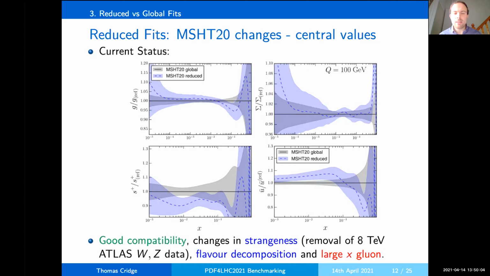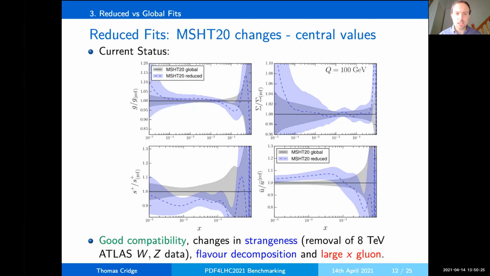There are changes in the flavor decomposition, for example, in the u-bar in the bottom right. There are changes in the high-x gluon shape in the top left. And in the bottom left here, we're also seeing changes in the strangeness. That's an expected and understood difference. Essentially, the MSHT20 global fit includes this 8 TeV ATLAS W/Z data, which we know increases the strangeness, whereas this is removed from the reduced fit.